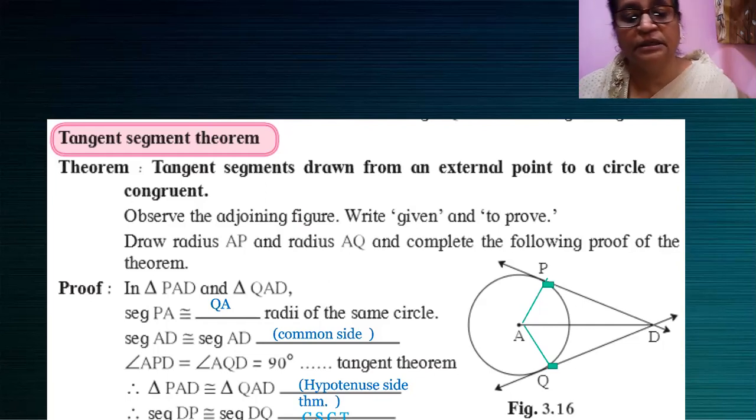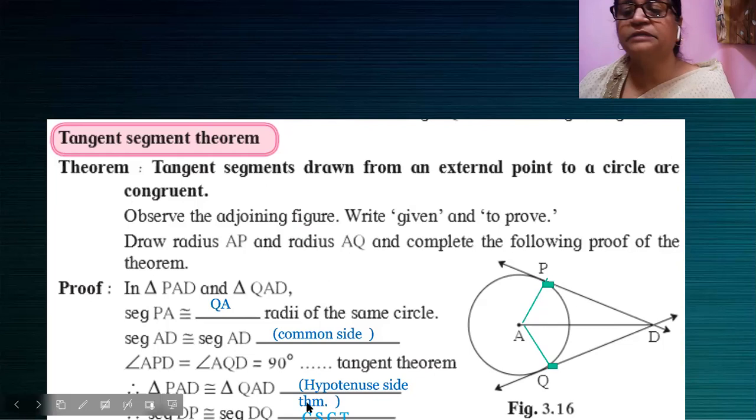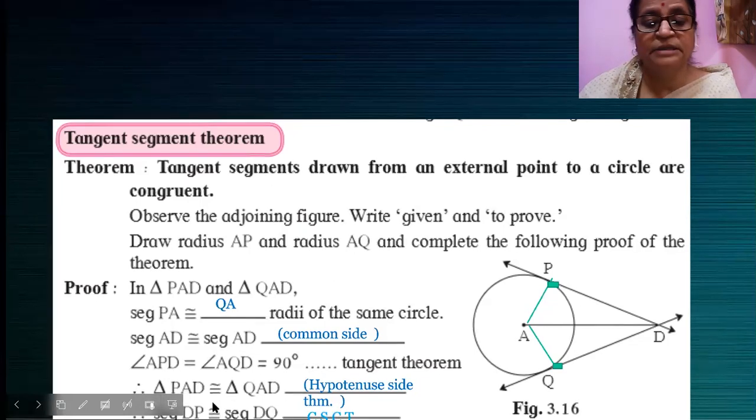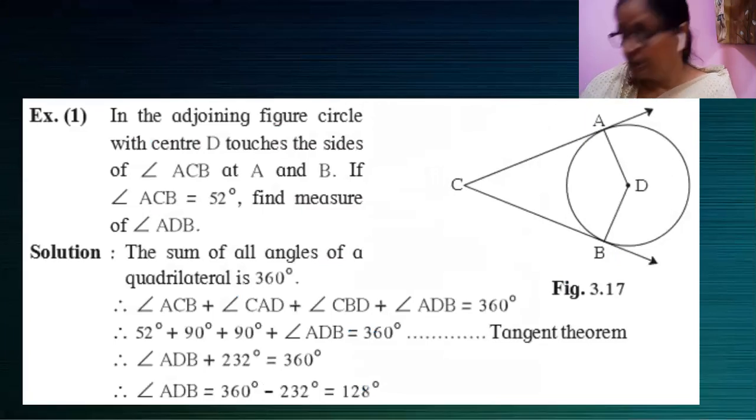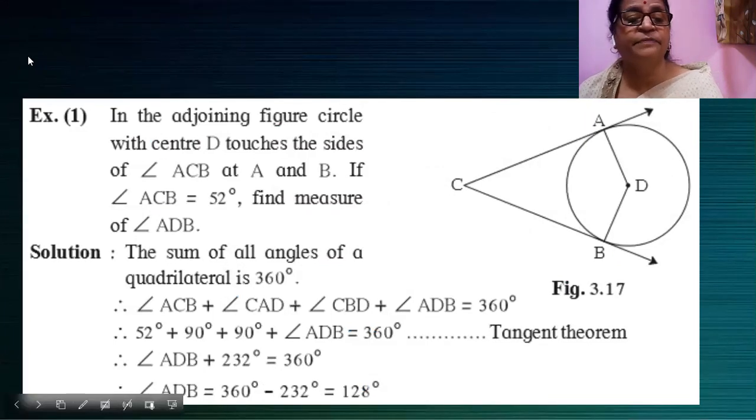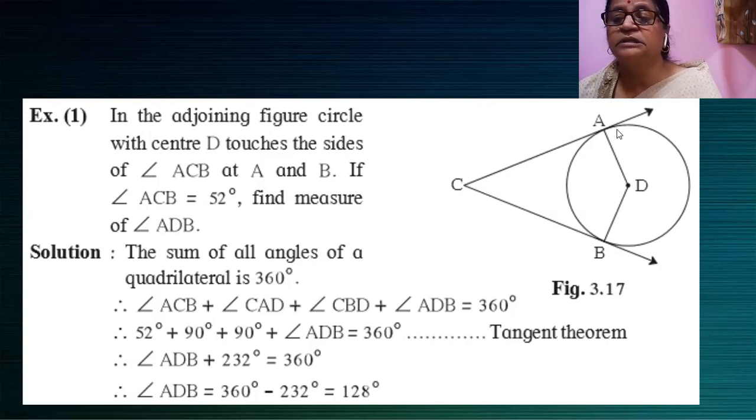Okay, then you have to write this theorem, and this is an important one. It may be asked in examination. Here we are going to study some examples. In this figure, there is a circle having a point D, and A, C, B, D is one of the quadrilaterals.